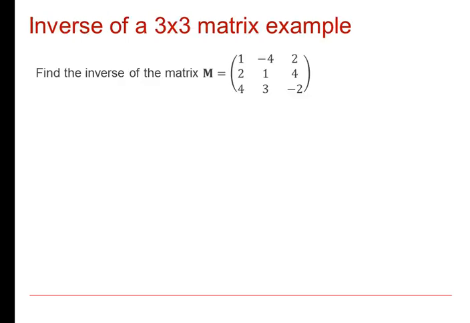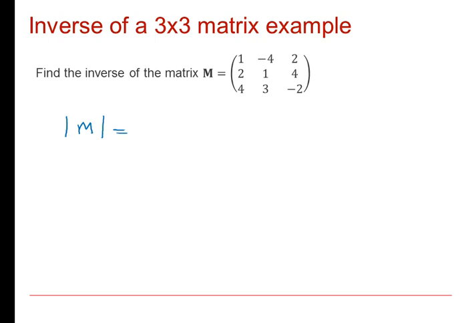Here is an example where we need to find the inverse of M. First of all, we need to check the determinant is not 0. So, determinant of M, and I'm going to expand by the first row. It doesn't really matter, but there aren't any zeros, so I can choose any row or column to define the determinant.